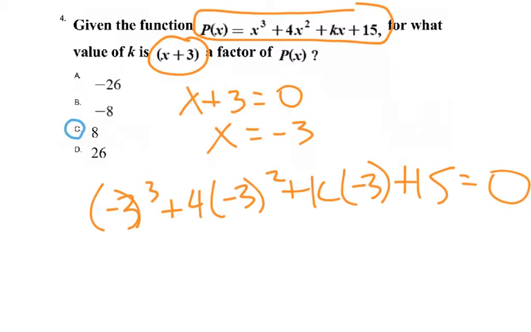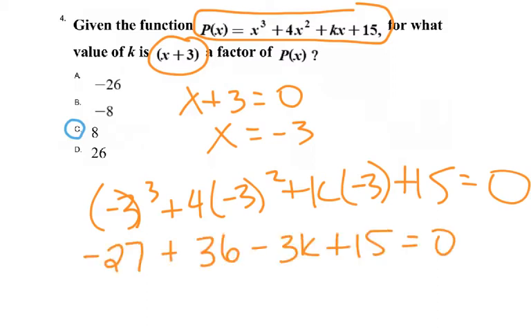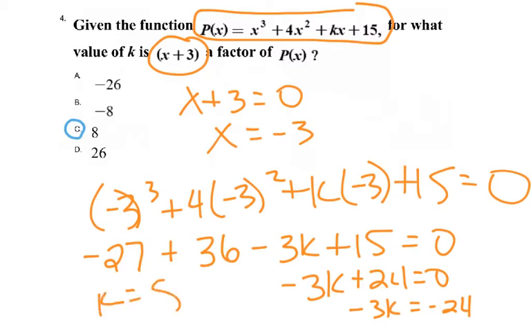So now I'm going to simplify all of this a little bit. Okay, so we get this. And now I'm going to get all my like terms together. Alright, so I got negative 3k plus 24 equals 0. I'm going to move the 24 to the other side by subtracting. And then the last thing I'm going to do is divide both sides by negative 3. So negative 24 divided by negative 3 is 8. So the only number that would work to give you a remainder of 0 would be 8.